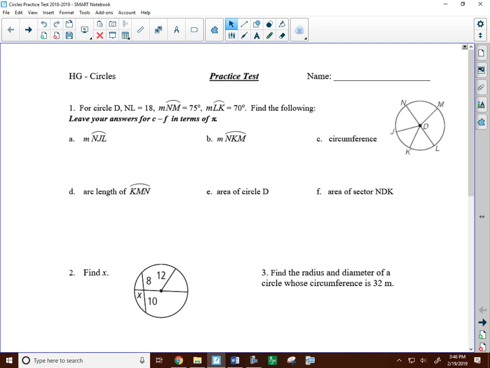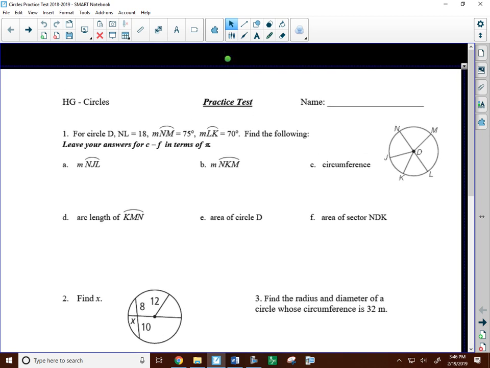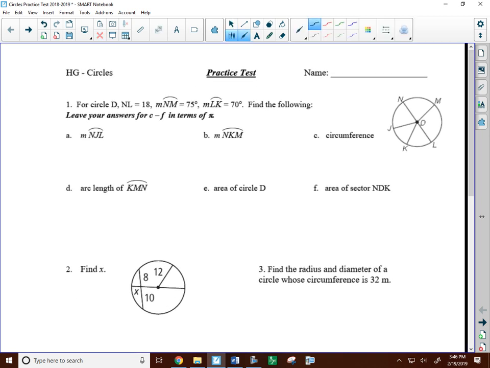Okay, number one. NJL. NJL is a semicircle, so it's going to be 180 degrees. Measure of the arc. M means measure. NKM. Let's see, NKM around there.